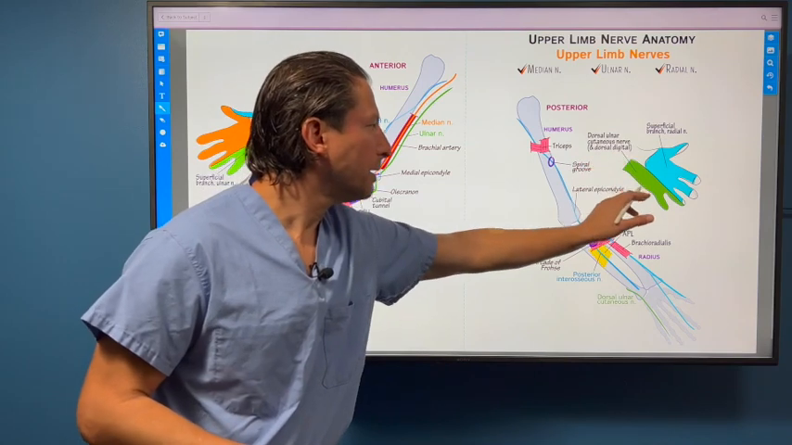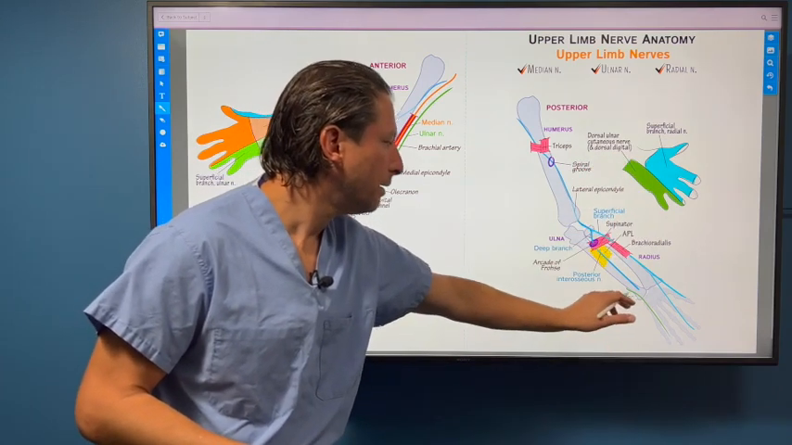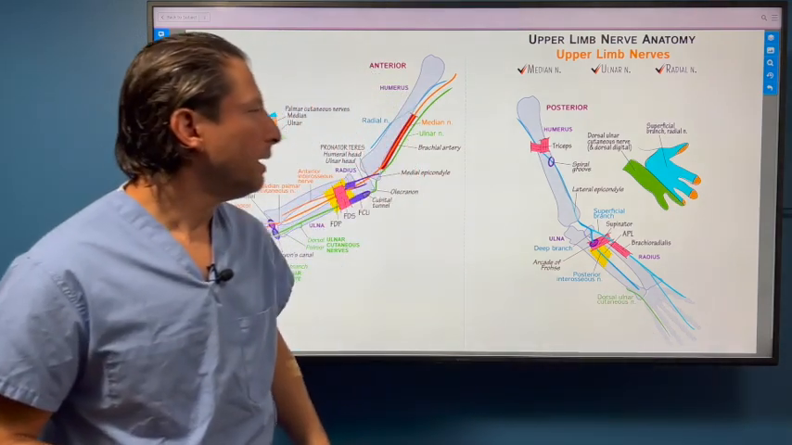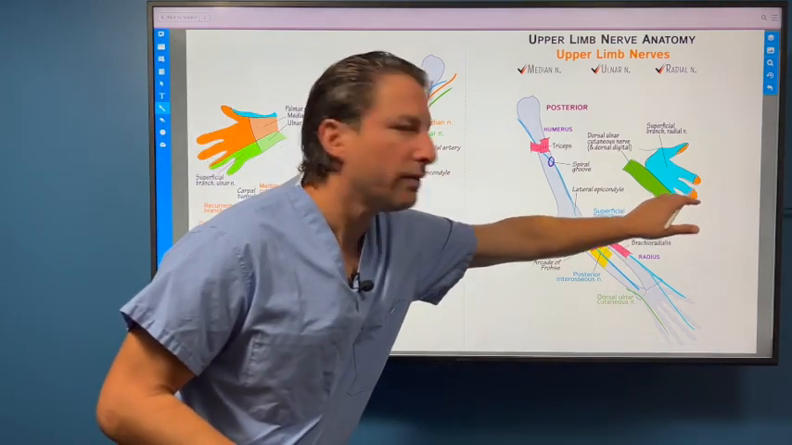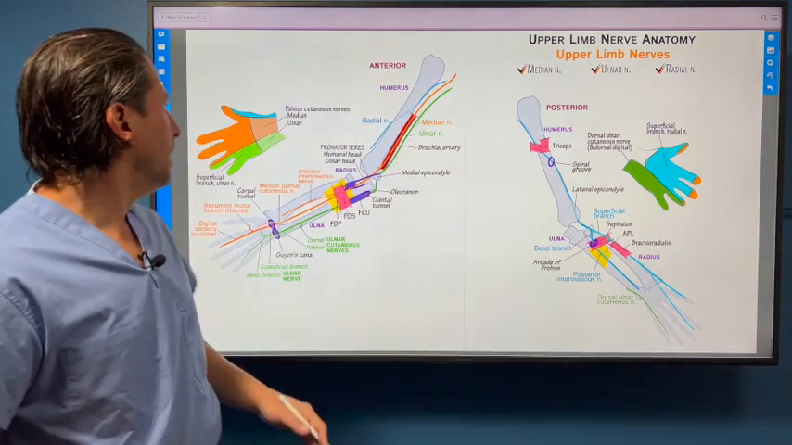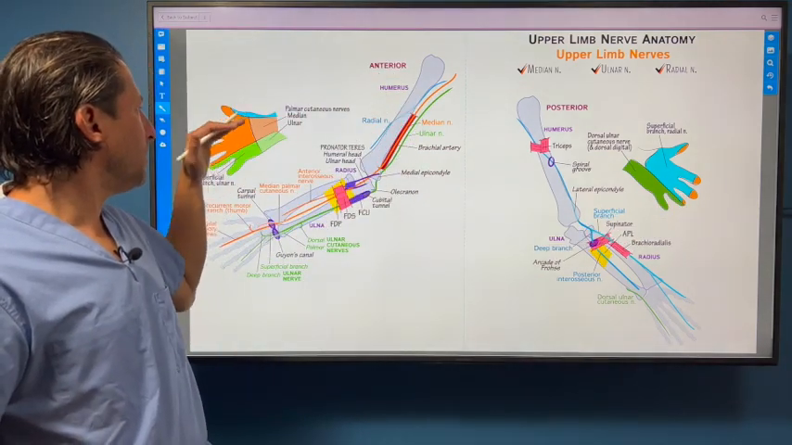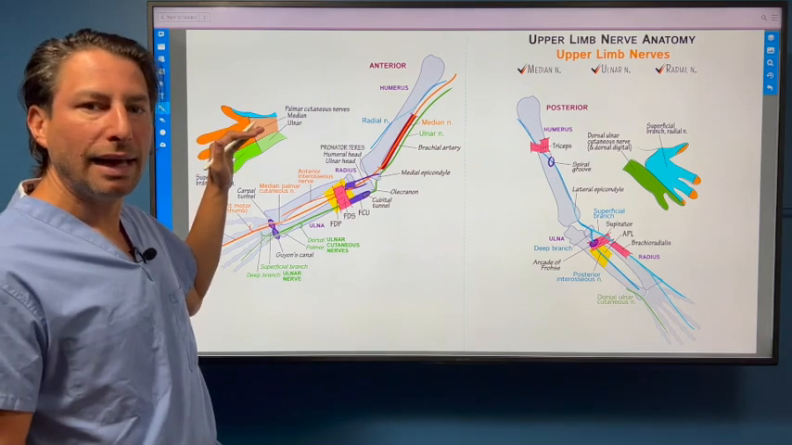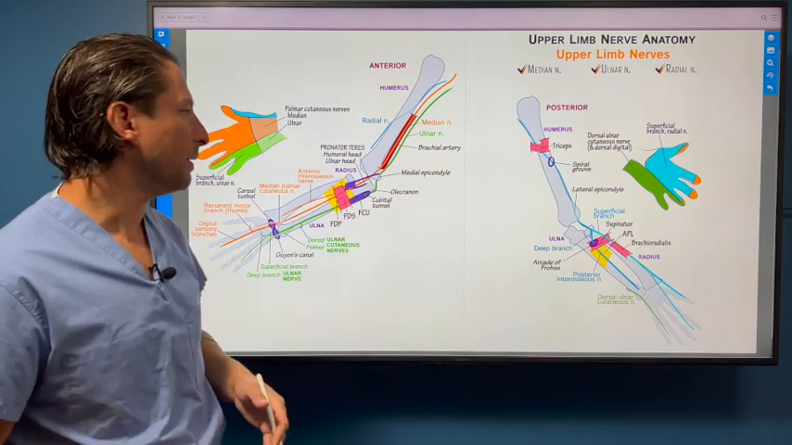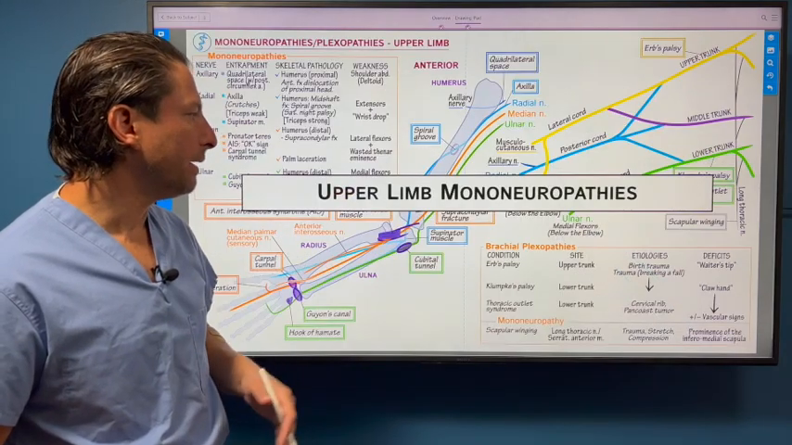Dorsal ulnar cutaneous nerve here, median, the ulnar coming off here. And then the median nerve sensory innervation just wraps around to these posterior tips of the fingers here. Note that with the median nerve, it's the thumb side, it's the lateral side of the hand, and with the ulnar nerve, it's the medial, the inner portion of the hand.